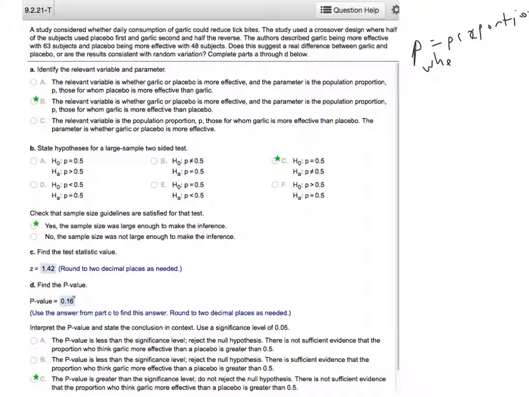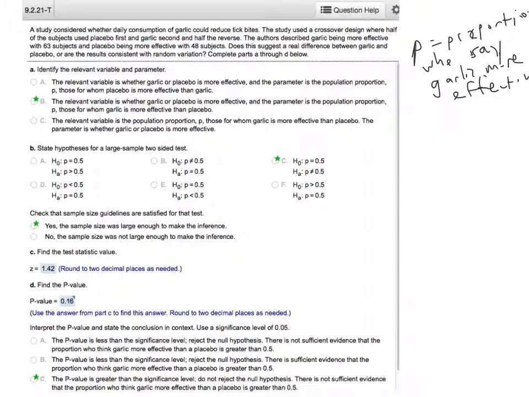and again, they're either going to say garlic or placebo, so we can say whichever one we want. They're going to answer one way or the other, so we should specify one. So let's just say P is the proportion who say garlic is more effective. And since they have to say one or the other, then what we're trying to find out is if more of them say garlic than don't.